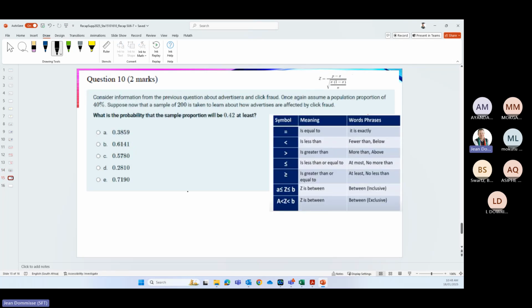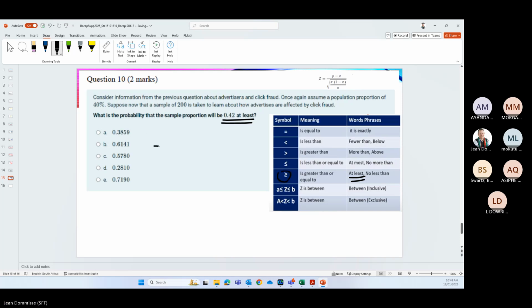Okay, last one. Consider information from the previous one. Once again, assume a population proportion of 40%. Suppose now that a sample of 200 is taken. What's the probability that the sample proportion will be at least 0.42?